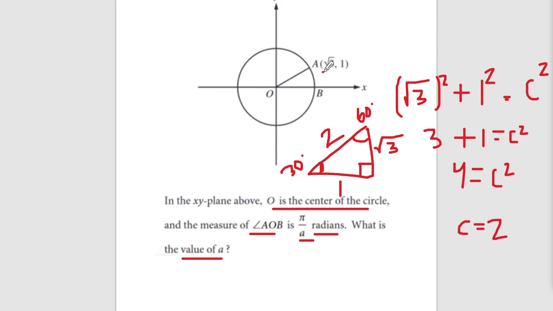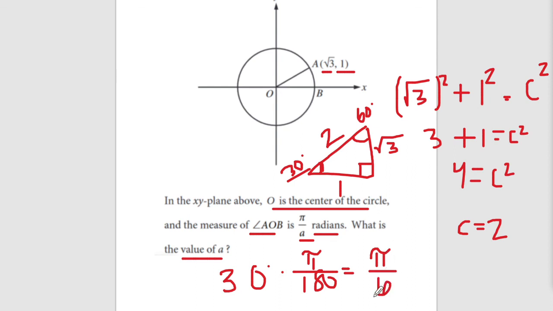So if I want to get root 3 over 1, it's basically just doing this over this, right? So that is what we're going to do. We are going to take the 30 degrees and multiply it by pi over 180. And when we do that, we get pi over 60. So our answer is pi over 6. Pi over 6, sorry, not pi over 60, I'm sorry. Zeros cancel, you're left with pi over 6. And 6 is your A value here.